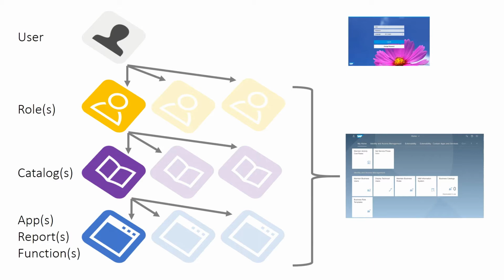And by combining all of these elements, when the user logs onto the SAP S/4HANA Cloud system, based on the roles that have been assigned to him, there is a certain set of catalogs assigned to the roles that will drive the applications, the reports, the functions that he's able to see and have access to when he logs onto the SAP S/4HANA Cloud system. So this is the premise, if you like, of the authorization concept here.